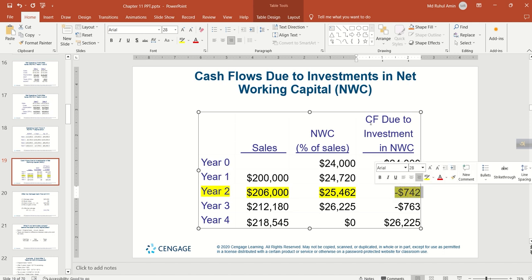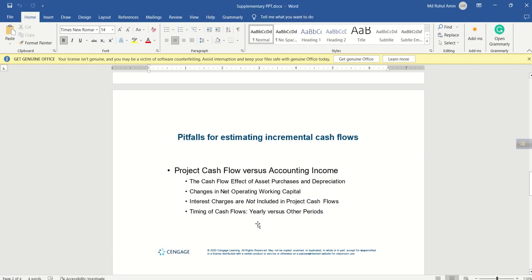That's why it should be negative, meaning the impact on cash flow would be negative, because this $742 has been spent additionally compared to last year. So we need to deduct this amount from our cash flow so that we can get a more accurate projected cash flow. If we do not adjust this, we will end up with a wrong cash flow estimation, and then our ultimate project evaluation would be wrong.